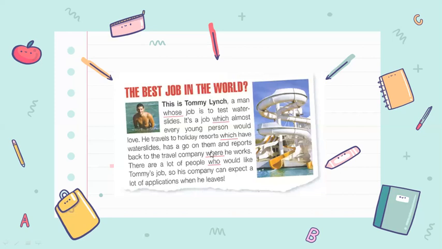And over here, we have the next part of the sentence, which goes that Tommy has a go on them and reports back to the travel company where he works. So we have a little bit more information about the travel company. It is the travel company in which Tommy works. And the final one, we have the sentence, there are a lot of people who would like Tommy's job. So here we are defining or giving a little bit more information about these people here. We presume that there are a lot of people who would like Tommy's job. These are the kind of people we are talking about.